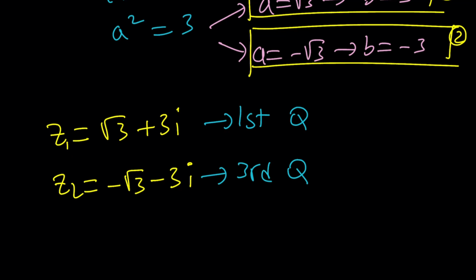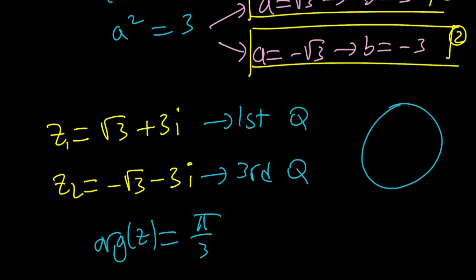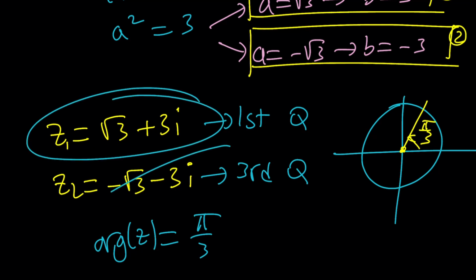But the problem is we're given that the argument of z is pi over 3. And as you know, hopefully, pi over 3 is in the first quadrant, right? Because it corresponds to 60 degrees. Therefore, you have to stay with the first quadrant, and that means only this solution is valid. Z sub 1 is valid, and z sub 2 you must get rid of. Make sense? Okay, let's go ahead and take a look at another approach.